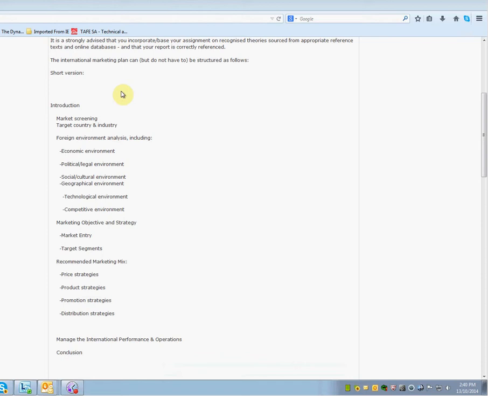Alternatively, you could potentially write it for a winery. You don't actually have to get in contact with that winery. You can just write the plan for them, for a winery.